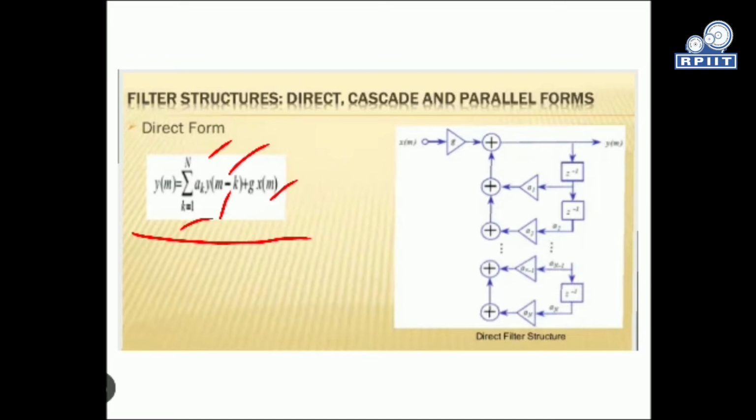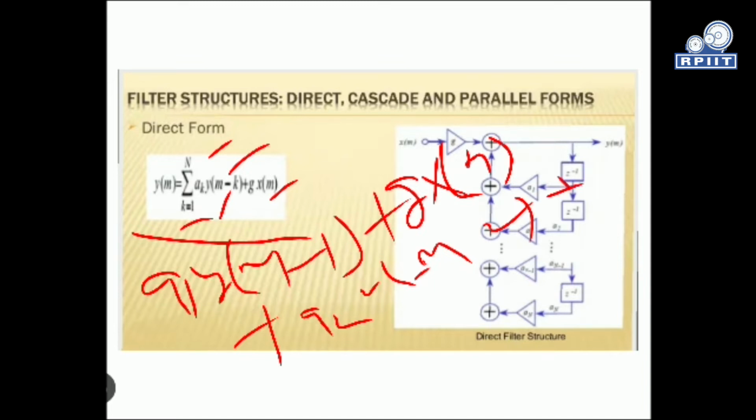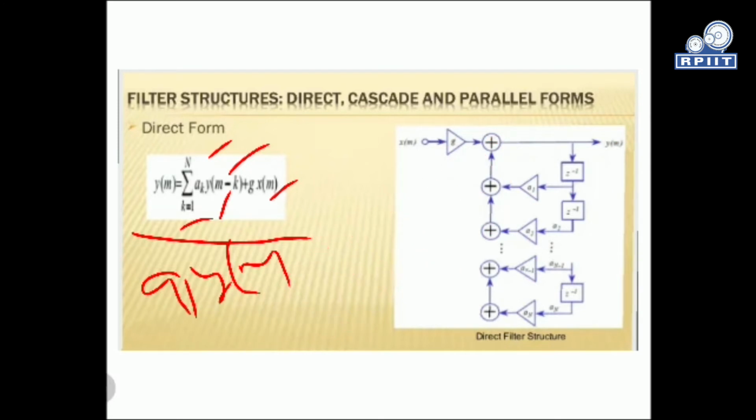Let us elaborate this equation. If we open this equation, we will get the equation like that: a1 y(n minus 1) plus g x(n), plus a2 y(n minus 2), and so on up to N. So this is the equation we will get after solving the summation k equal to 1 to N of a_k y(n minus k) plus g x(n).